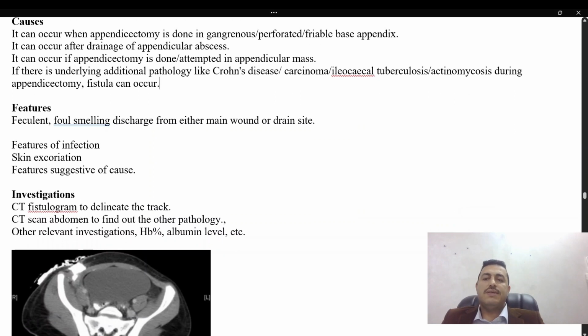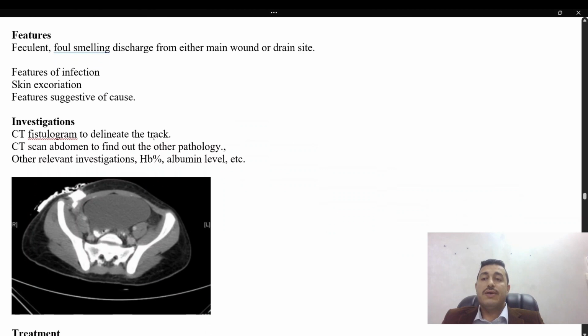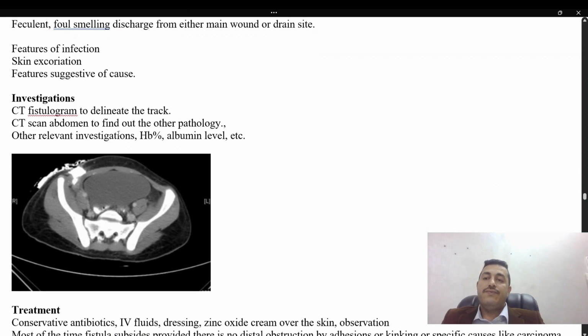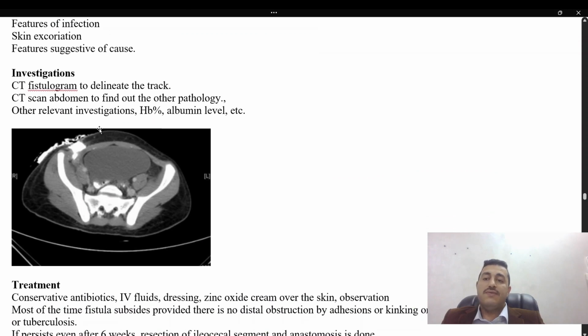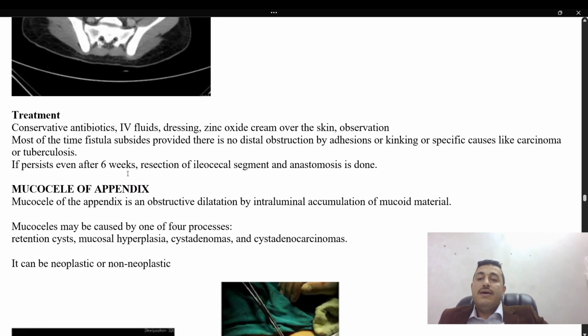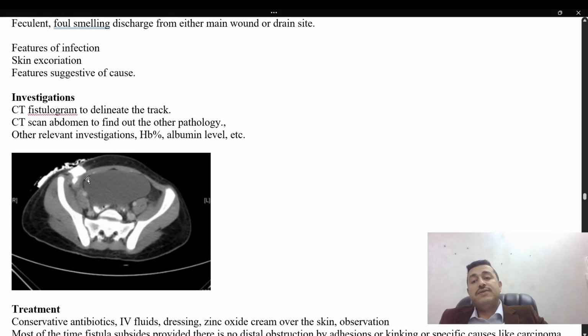The features: foul smelling discharge. Okay. And features of infection: skin excoriation, features suggestive of the causes. Investigations, actually here you can see a connection between the bowel and the skin. This is a fistulogram, CT fistulogram. Okay. The treatment of the fistula, this is enterocutaneous fistula.